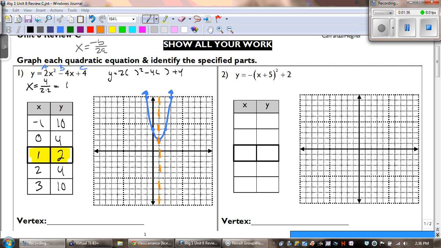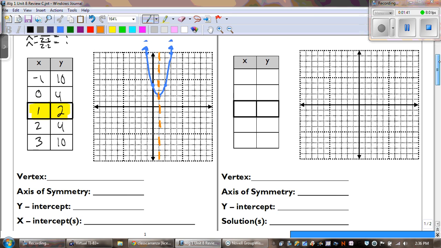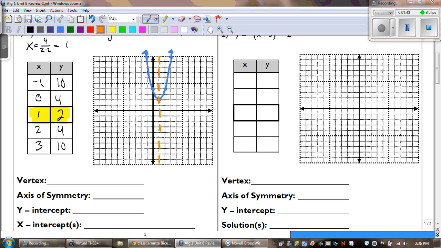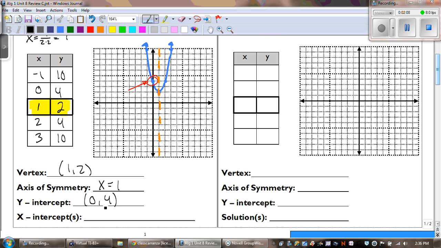Okay, those are the numbers that you should have got. Let's go ahead and answer the questions below. Your vertex, you should know right away what your vertex is. That's the most important point. The axis of symmetry is the line that goes through the vertex. Your y-intercept is where x equals 0, where it touches the y-axis, and that's at the point (0, 4). And our x-intercepts is where it touches the x-axis, and in this case there are none.